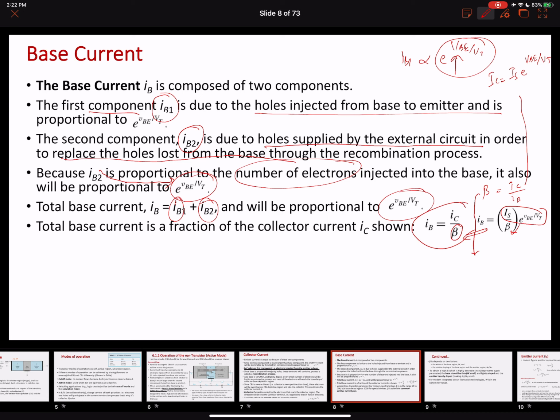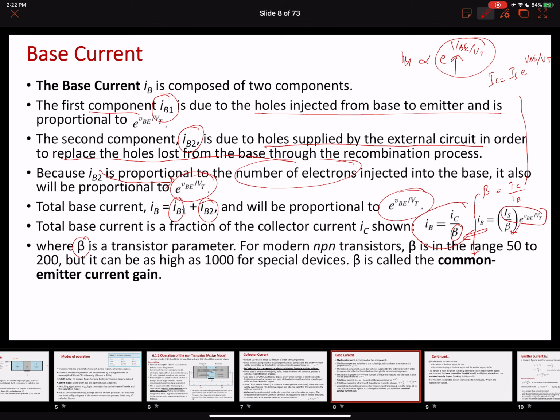So this beta will be the common emitter current gain. This beta is a transistor parameter, and for an NPN transistor, beta is in the range of 50 to 200, but it can also be very high, up to 1000 as well. Beta is known as the common emitter current gain, since beta equals IC over IB, the collector current to the base current, when the emitter terminal is common between input and output. When we discuss how to develop amplifier circuits using these bipolar junction transistors, this will become much more clear.